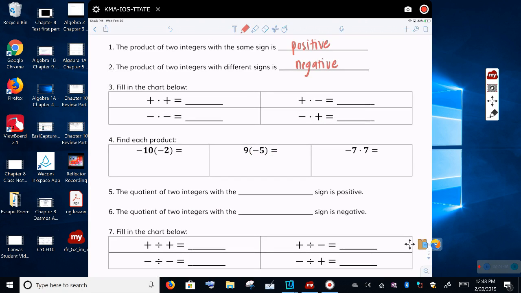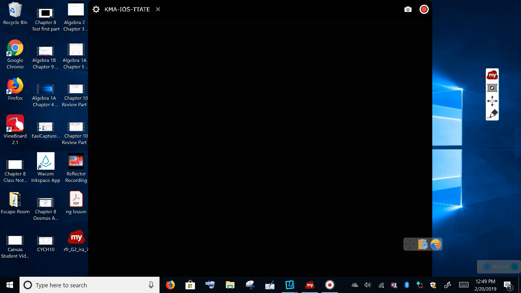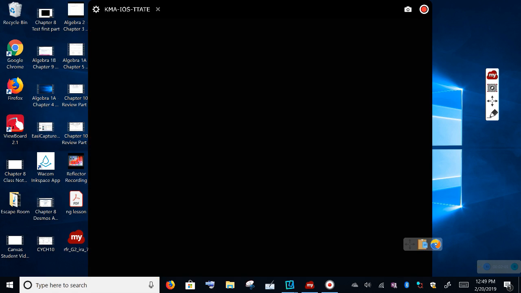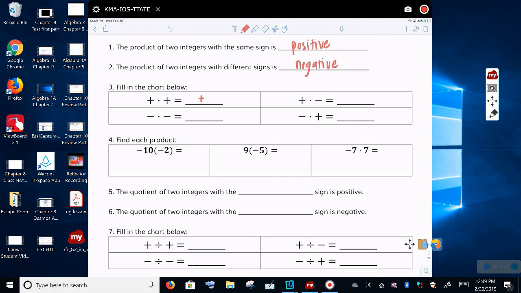Okay, so I want you guys to go ahead and fill in this chart below. So remember, what does this little dot here mean? What sign is that? It means multiplication. Okay, so this says positive times a positive equals what? It equals a positive. Same sign. We have two positives. Remember, if they are the same sign, it's positive. So I have two negatives here. I'm multiplying two negatives together. It is going to be a positive.